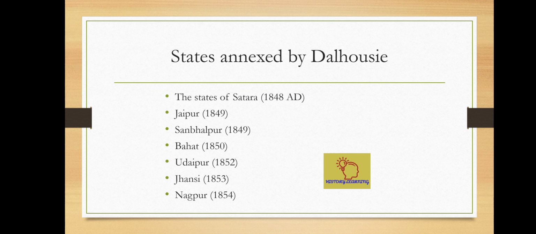But after some time, the terms of the policy created great aggression, and it was Surendra Sai, the great revolutionary of Orissa, who raised his voice against the doctrine of lapse. That aggression created the foundation of revolt.